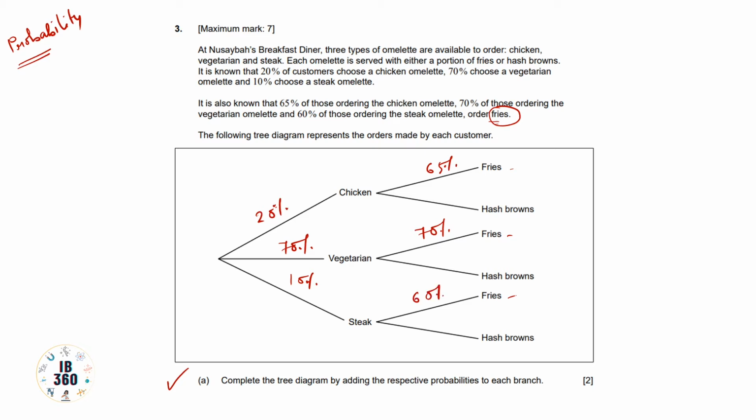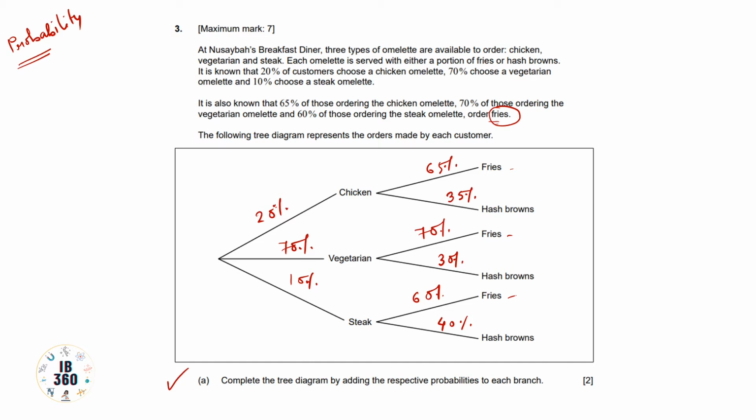If we simplify this part, among those who have ordered a chicken omelette, 65% order fries and the rest order hash browns. So obviously from 100% we have to deduct, and this value will be 35%. This value will be 30%, and this value will be 40%. In this way the complete tree diagram is there.